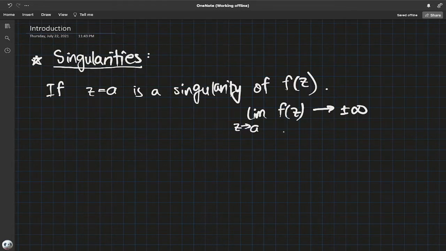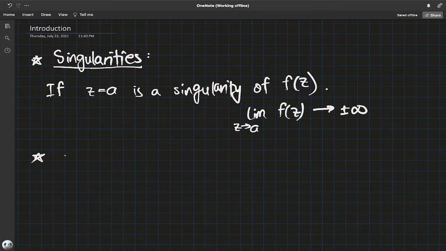Think of it in terms of real functions. When you have 1 over z, the limit as z goes to 0 will give you positive or negative infinity, depending on what side you're choosing to take the limit from. Okay, this is one clarification I would like to give.